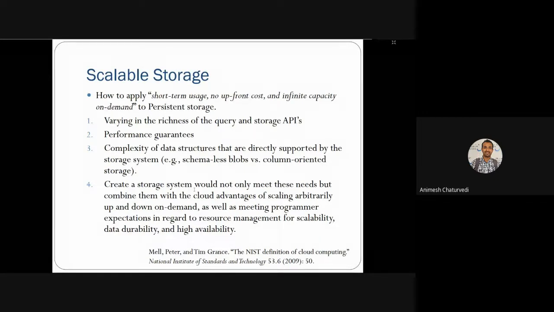Then creating a storage system would not only meet these needs. You combine the cloud's scalability, up and down on an on-demand basis, and thus you meet a programmer's expectation for resource management. So what it means is you need to make efficient APIs and combine the cloud advantage with up and down on demand. Sometimes there is very large usage, so up cost is there, and when there is very low usage, down cost, meaning you have very low cost to pay. These are the expectations of programmers. Programmers have to manage all these things for resource management, for scalability, durability, and high availability.